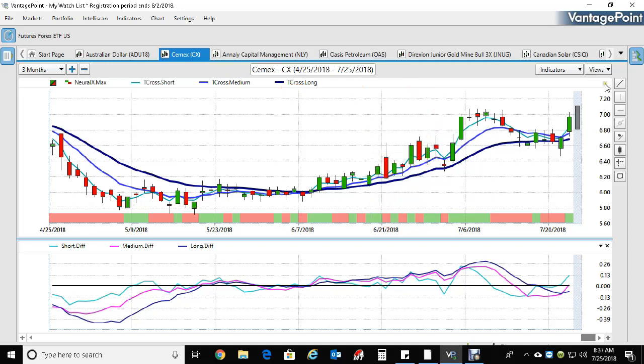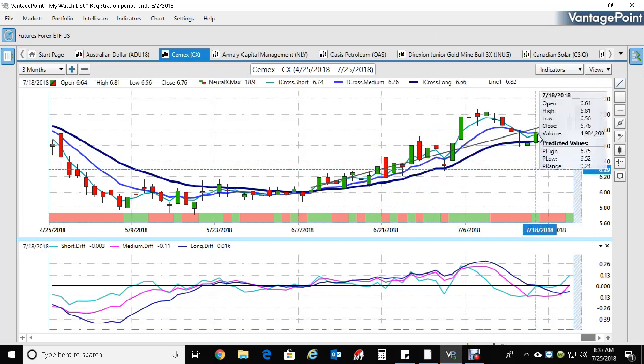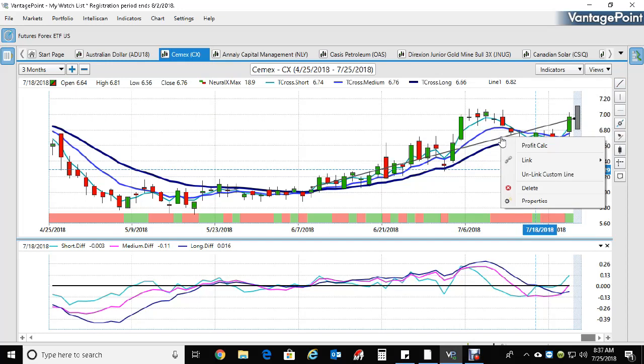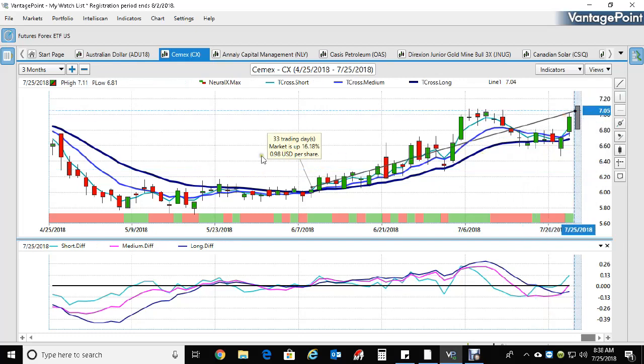So instead of only making money from here to here because you got scared, you would have been looking at this triple cross and still holding on to that position, and now you're coming back up because over here it never crossed over. What we're looking for is a crossover of all of your lines. So in 33 trading days, we would have been up here making money, the market has been up 16, 18%.